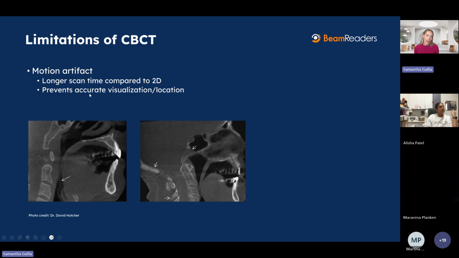And it can prevent accurate visualization and localization of structures. So we can see with these arrows some examples of the blurry border that motion artifact creates. It makes it difficult to tell if something is real or not real.